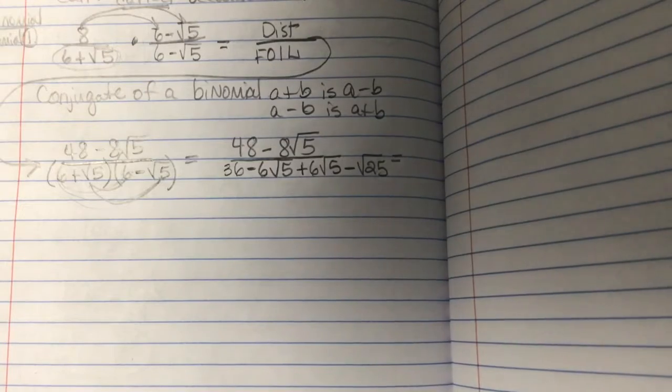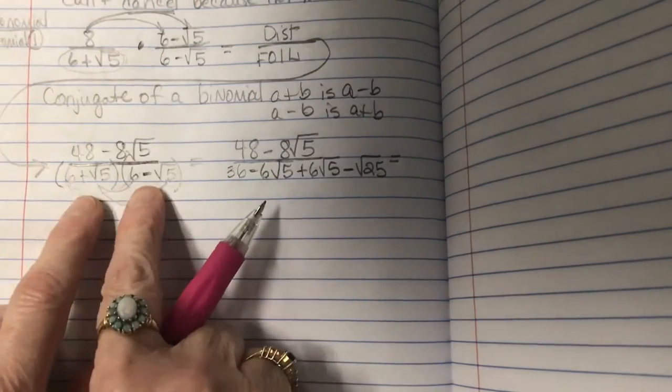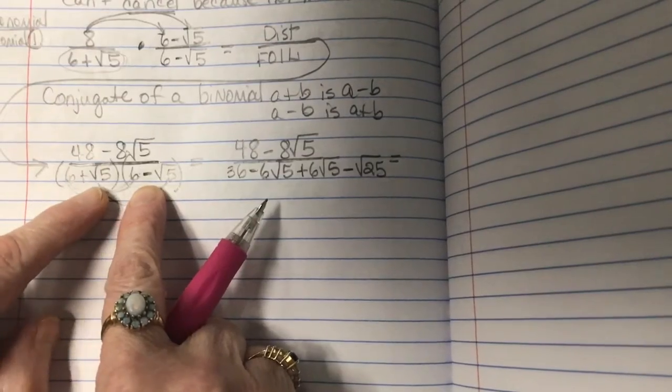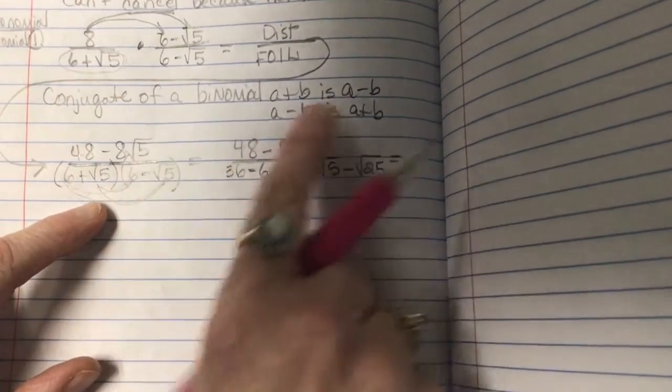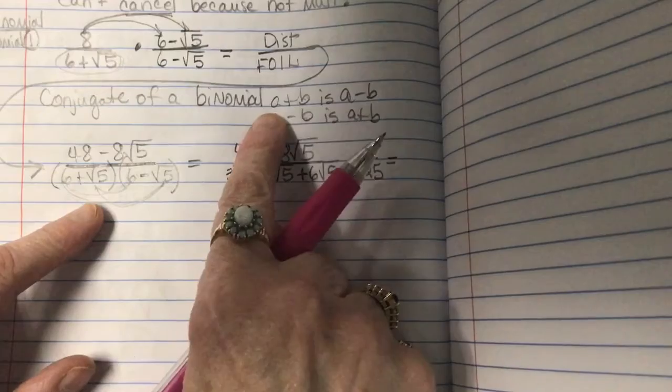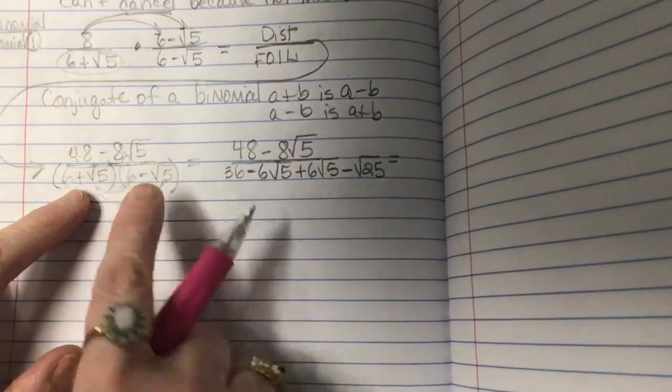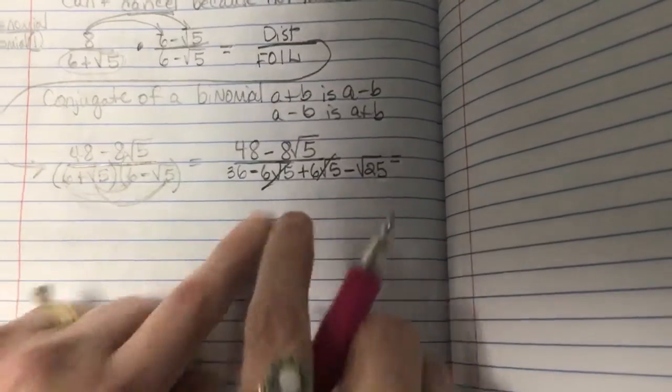This is why we pick the conjugate, because if you multiply any binomial, it doesn't even have to have a square root in it, times its conjugate. See, it doesn't even have to have variables or anything in it. It doesn't have to have radicals. You're going to always get rid of the O and I. They're going to add out.